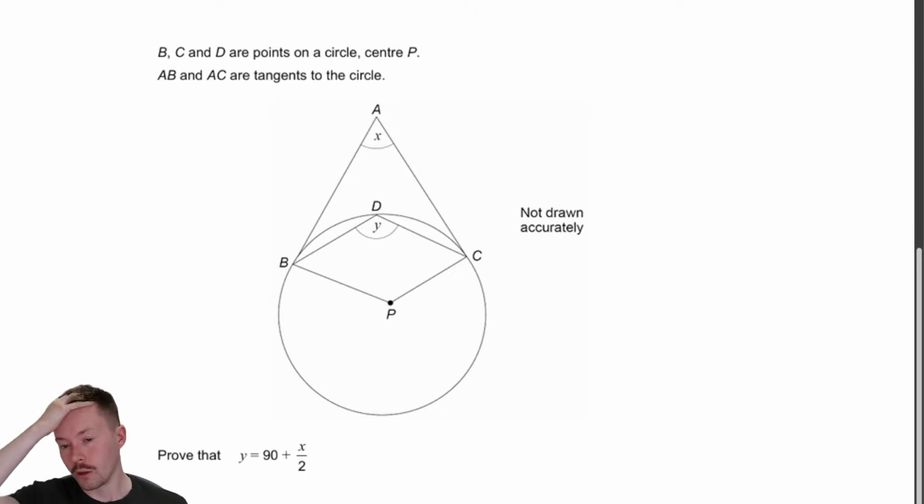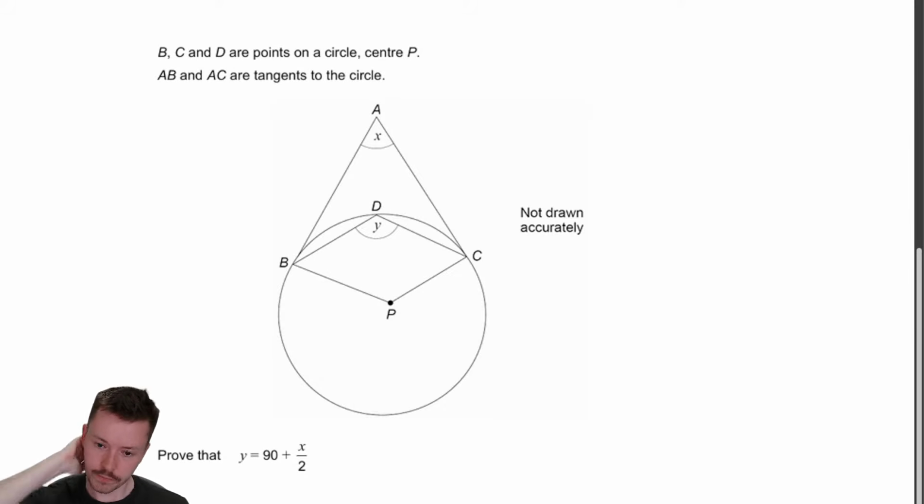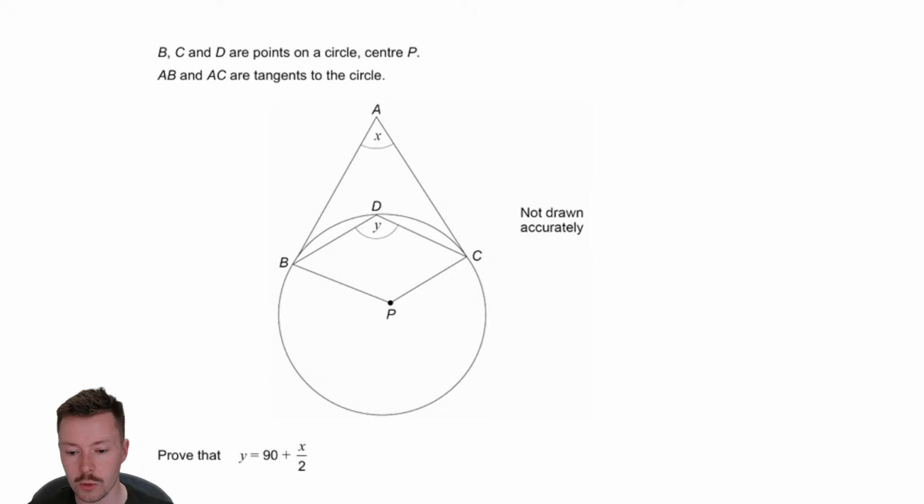So, here, right. Prove that y equals 90 plus x over 2. Do you know what? I quite like these questions. I don't know why, but I do quite like them. Just because they involve using your circle theorems, I think they're quite nice. I like all circle theorems problems, to be honest. They're very problem-solving, if that's a thing.